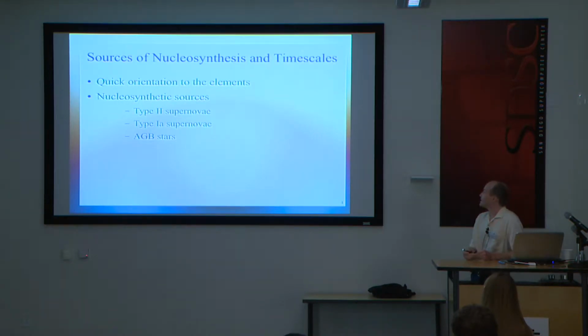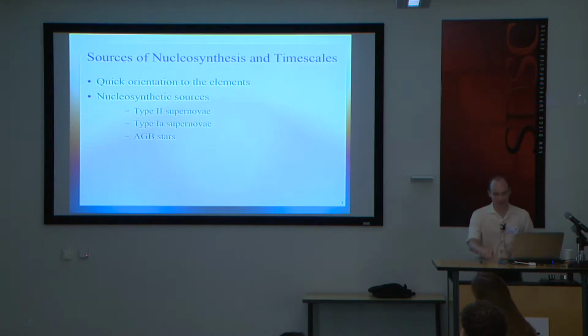Okay, so now I'm going to be talking about where the elements in galaxies come from. So the sources of nucleosynthesis, we're talking about supernova, AGB stars, all kinds of things, and then their time scale. So how long do they take to make these elements, and how long do they take to spit them out into the galaxy surrounding them, so we can actually measure what the alpha to iron ratio is as a function of metallicity. So I'm going to give you a quick orientation to the elements.